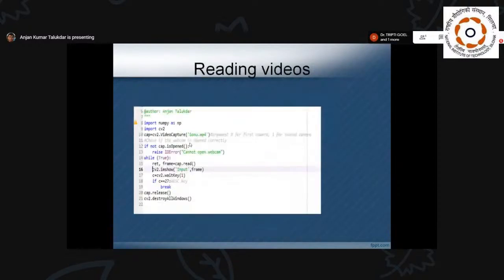Then comes videos, how to read videos. For that you have to import NumPy. NumPy is also an additional library for numerical calculations; basically it provides arrays and many functions. So first you import NumPy, then import cv2, then you can read the video using the command cv2.VideoCapture, with the name of the video.